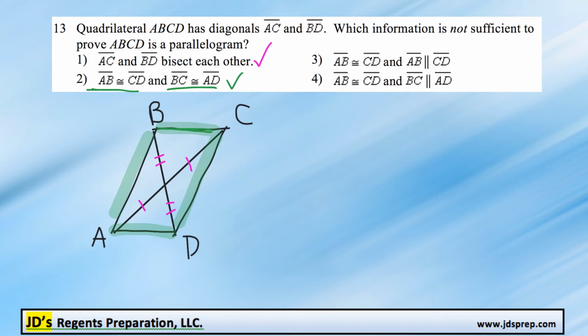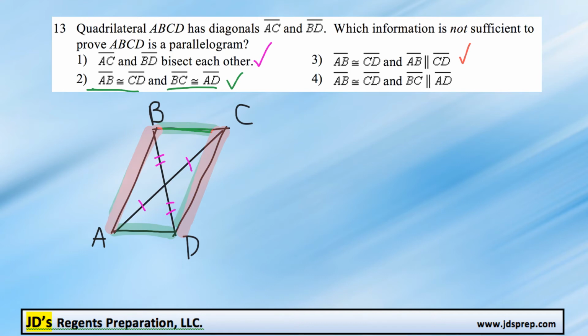Another way to prove something is a parallelogram is to show that one pair of opposite sides is both congruent and parallel. And we see that happening in option number 3. This says that AB is congruent to CD, and AB is also parallel to CD. That's enough to prove that this is a parallelogram.